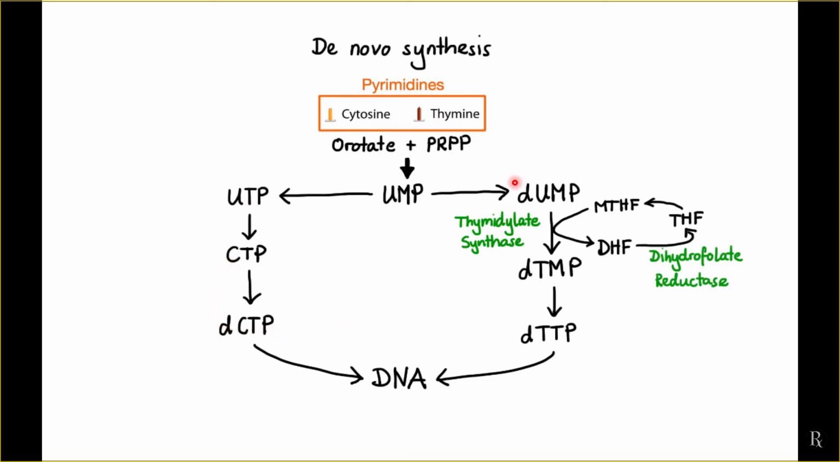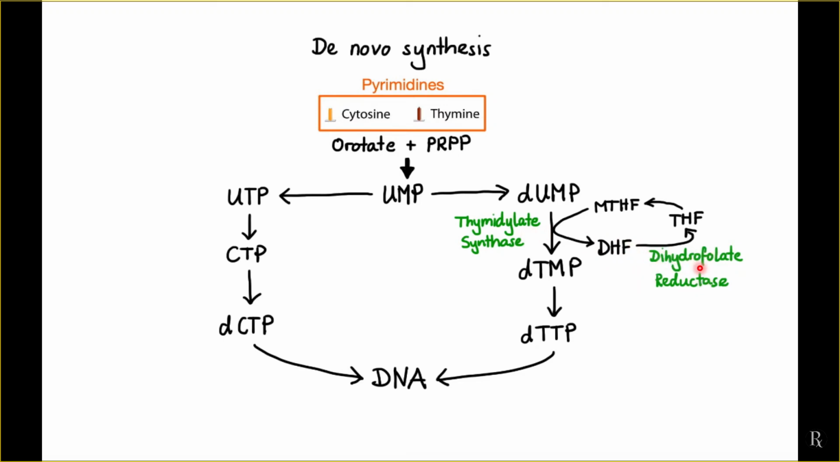And for the thymidine, we first produce deoxy UMP. Then with the help of the thymidylate synthase, we produce deoxy thymidine monophosphate. For this reaction, folic acid is required, specifically methylene tetrahydrofolic acid, that is produced from the tetrahydrofolic acid, and tetrahydrofolic acid is produced from the dihydrofolic acid by the enzyme dihydrofolate reductase.